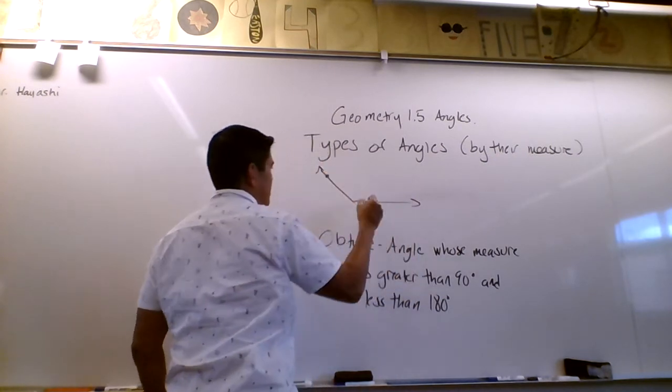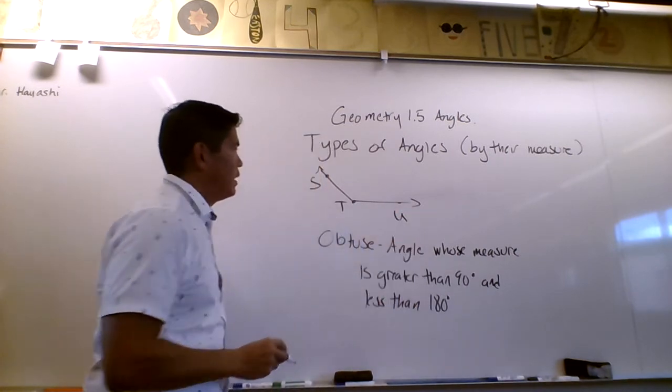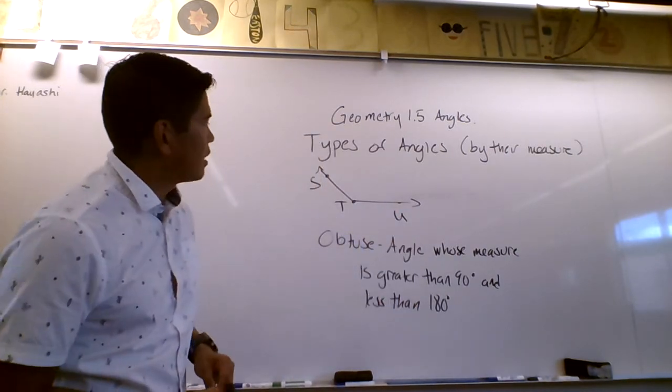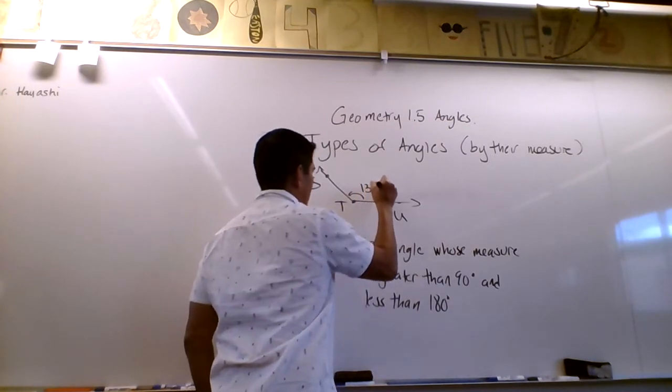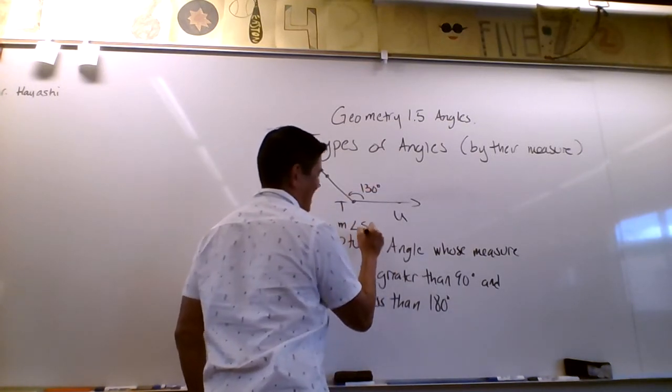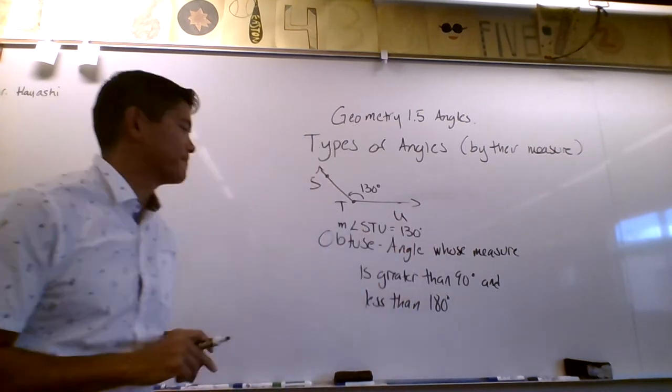Something like this, angle STU. Again, if I measure that, took my protractor, it looks like it's about 130 degrees. I could write the measure of angle STU is equal to 130 degrees.